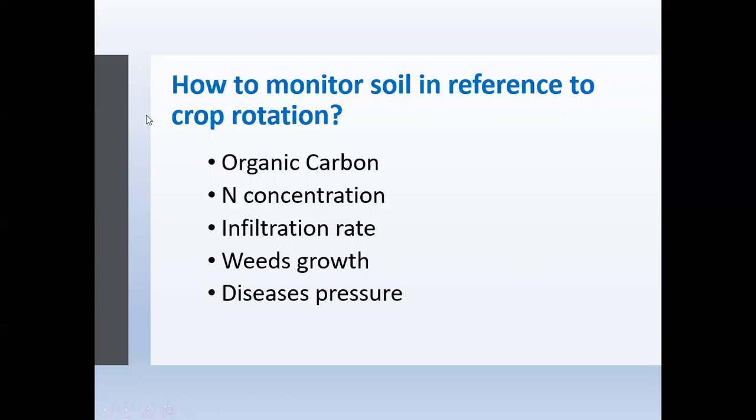So how can we monitor soil in reference to crop rotation? Of course, the organic matter is a major component, nitrogen concentration we can check, infiltration rate, because it also affects the infiltration rate and the soil structure, weeds growth, so you can, agar bahut zyada weeds grow ho rahi hain aapki fasal mein baar baar, to aap fasal change kare, so that is very good point to change.